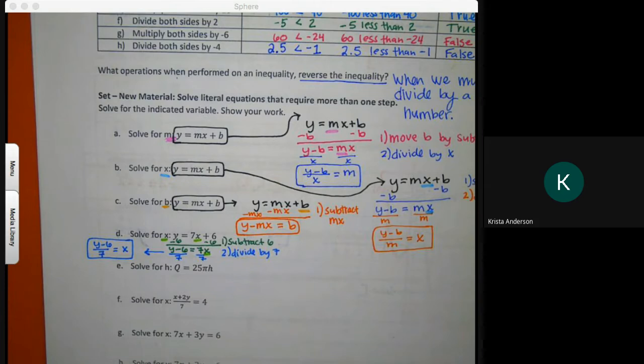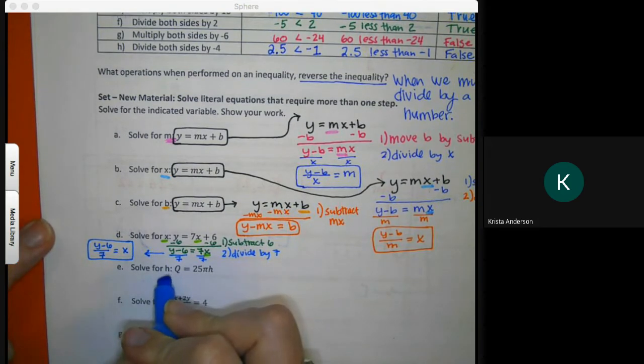How do we feel so far? We're okay? All right. How many of you are panicking now that you see Q, a pi, and an H, all those things? Do you see any plus or minus signs? No? These ones are my favorite because they look scary, but they're actually not that bad. They want the letter H by itself.